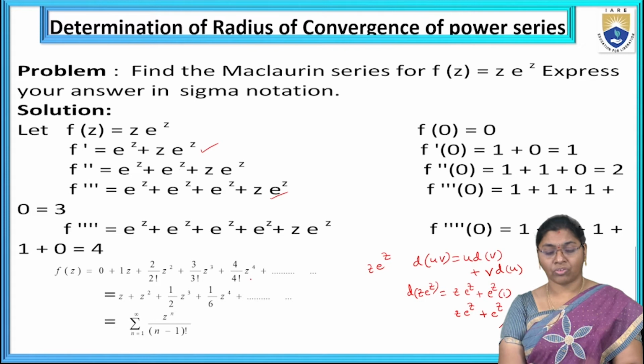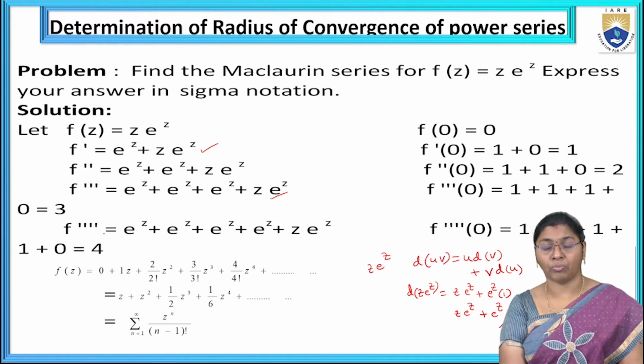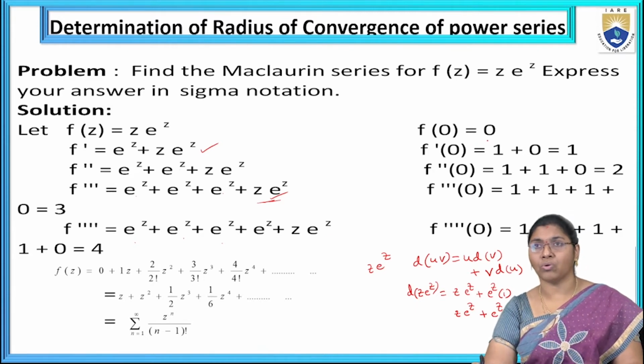Now next, f double dash, triple dash, fourth derivative. The fourth derivative: e power z as it is, e power z, e power z, e power z as it is, e power z. Again z into e power z means e power z plus z into e power z. Now substituting each and every term. First of all, z equal to 0.